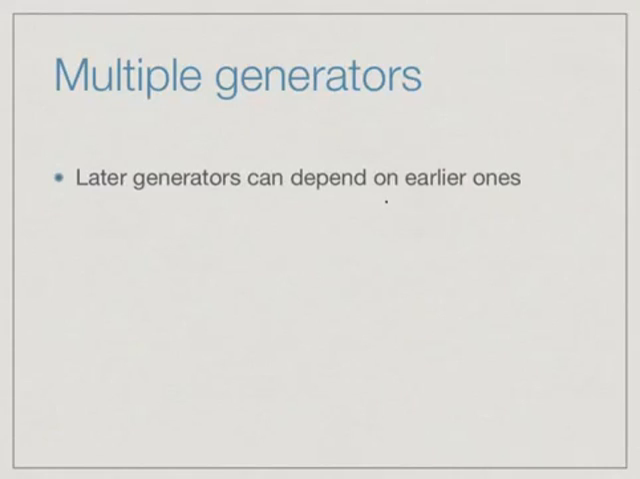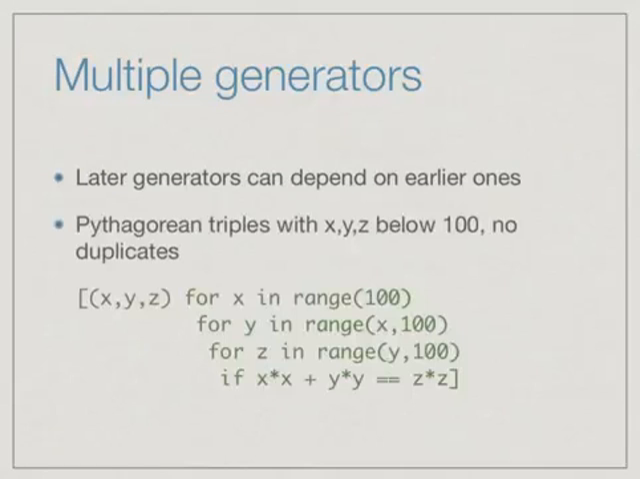So we can have a situation just like we would have in a for loop, where a later loop can depend on an earlier loop. If the outer loop says i goes from something to something, the later loop can say that j starts from i and goes forward. So for instance, we can now rewrite our Pythagorean triples to say that x is in the range 100, but y doesn't start at 0, it starts from x onward. So y is never smaller than x. And z is never smaller than y, so z is also never smaller than x because y itself is never smaller than x. And this version will actually eliminate duplicates.